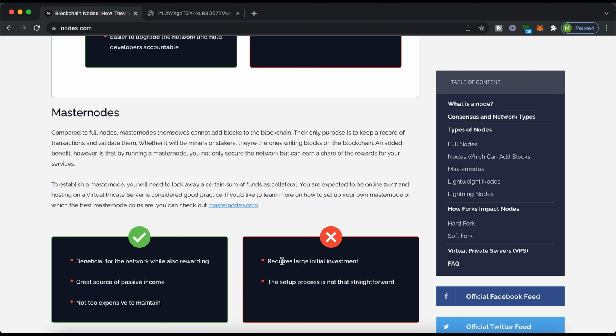The cons: it requires a large initial investment, so it's a lot of money up front to set this up and to start it, and the setup process is not straightforward. So it is also a little complicated to learn how to set up a masternode.